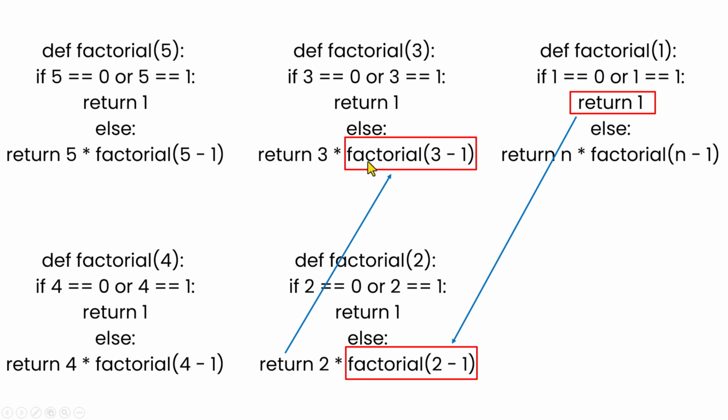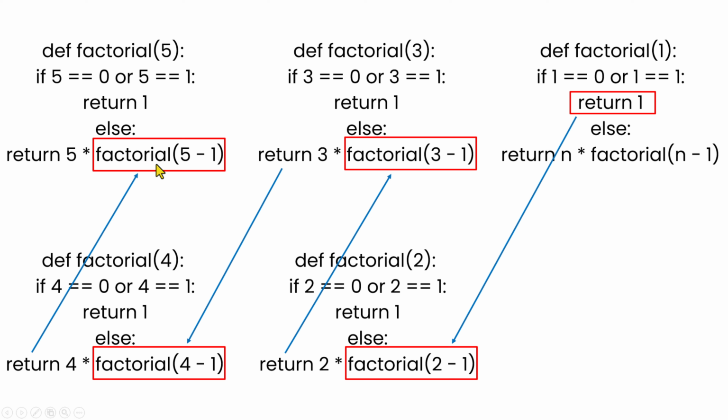3 into 2 will be done and the value will be returned to factorial 4 minus 1. 3 into 2 is 6 and 6 will be returned here because it is the result of this function call. 6 into 4 will be done and the value will be sent to this, which is 24, because 24 is the result of this function call. 24 into 5 will be done, which is 120, and 120 will be returned now and it will be displayed on the screen.